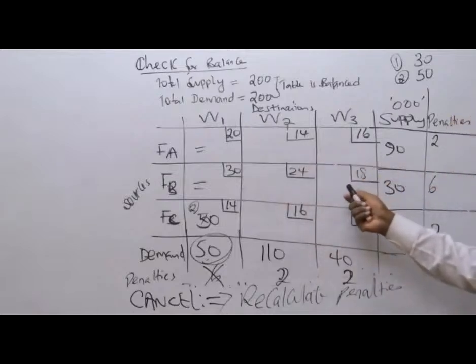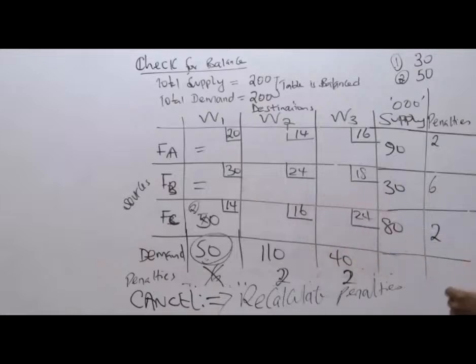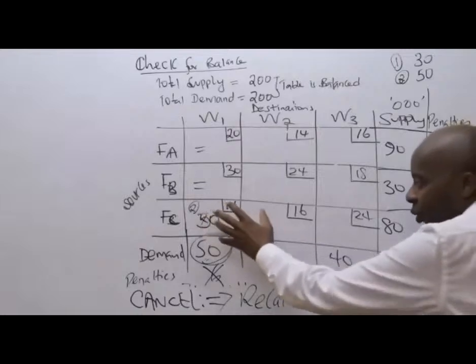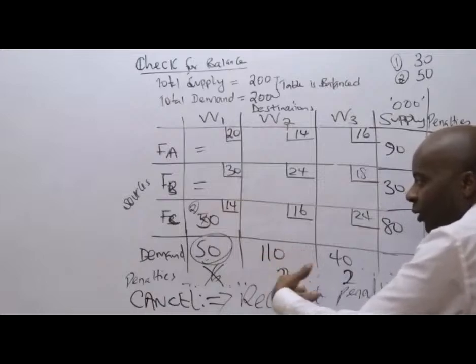Here we have the very best, which is 18. 18 minus 24, that gives me what here? 6. And then now we have here 16. Please remember this cell is already filled. It's not a nice cell for us to use to compute a penalty.